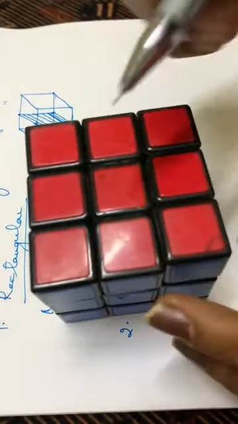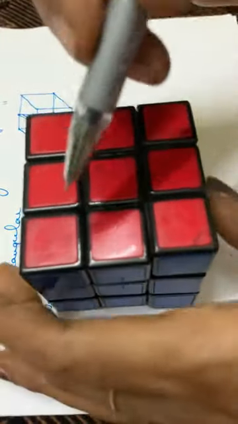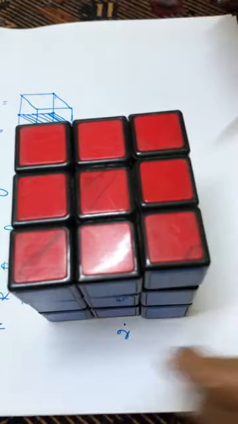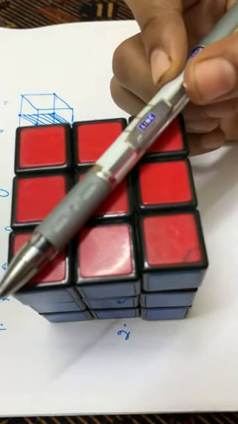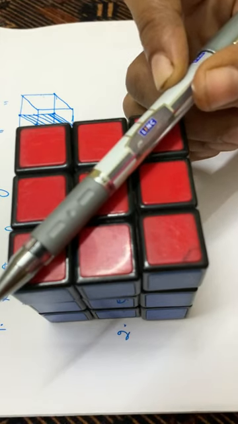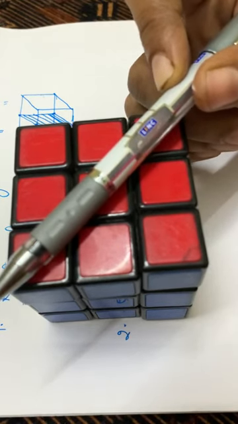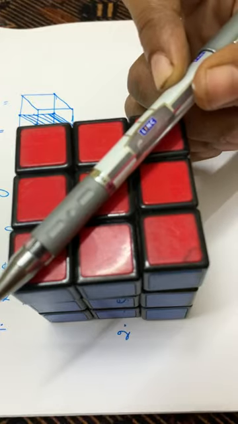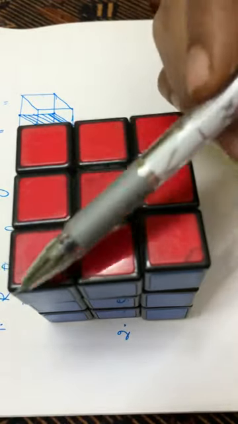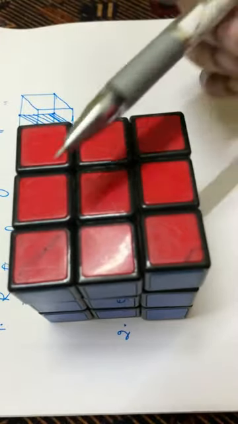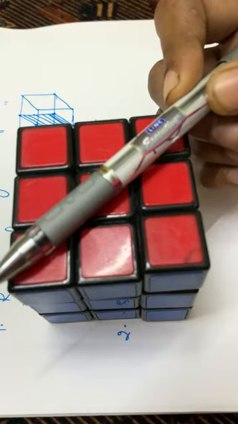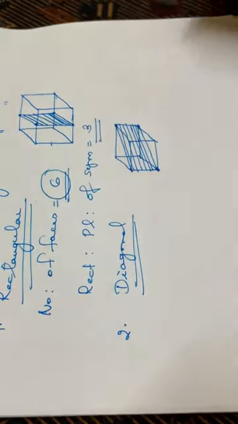That is, if we are cutting this cube like this, this is the diagonal plane of symmetry. Diagonal means it will be touching the opposite edges, isn't it? This is one edge and this is another edge, so it will be touching the opposite edges. So how many edges are there for a cube?